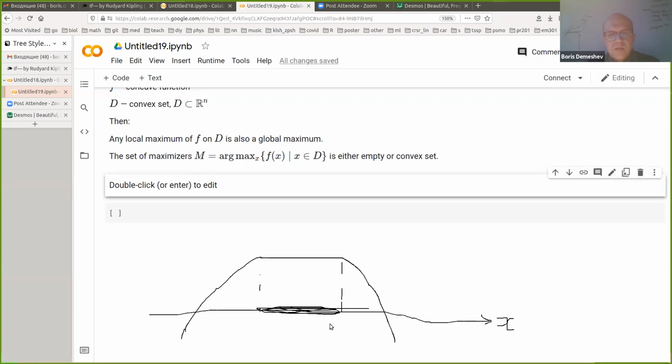So this is set M, the set of all arguments for which the function attains the maximal possible value. Okay, any questions about the first theorem?